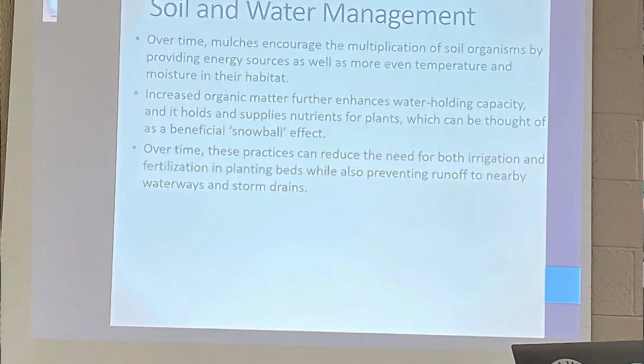And continued, over time, mulches encourage the multiplication of soil organisms by providing energy sources as well as more even temperature and moisture in their habitat. Increased organic matter further enhances water holding capacity and it holds and supplies nutrients for plants, which can be thought of as a beneficial snowball effect. Over time, these practices can reduce the need for both irrigation and fertilization in planting beds while preventing runoff to nearby waterways and storm drains.